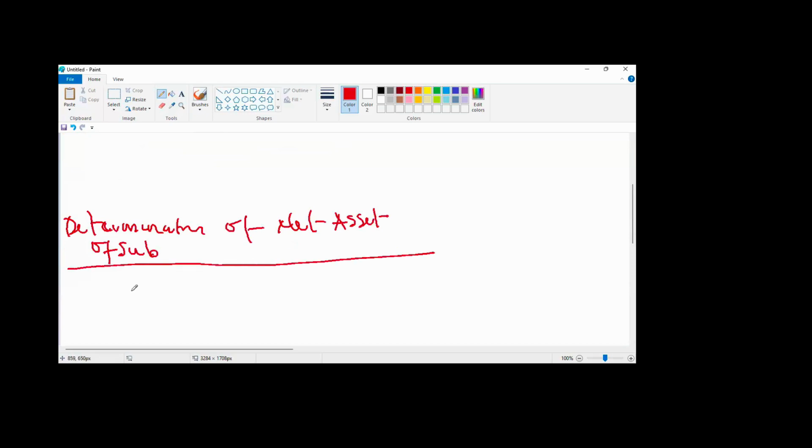We'll say items, date of acquisition, date of consolidation, and post-acquisition. I need to calculate the goodwill.